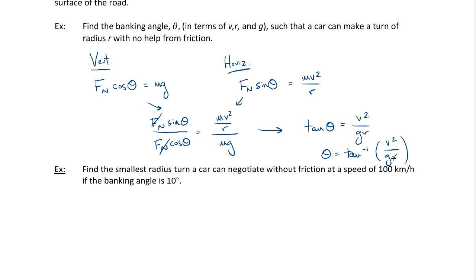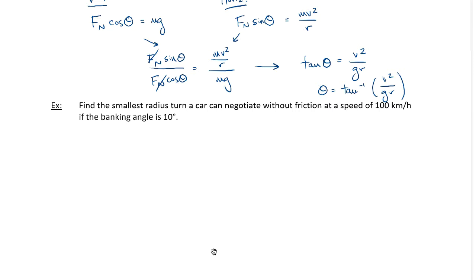Now we could plug numbers in. For example, find the smallest radius turn a car could negotiate without friction at a speed of 100 kilometers an hour if the banking angle is 10 degrees. So I'm being given the angle here, and I'm being asked to solve for r. So rearranging the above equation a couple steps back, I get r is equal to v squared over g tan theta. And then I just plug my numbers in. I'm going to cheat a little bit and make this 10.0 degrees, so I have 3 significant figures for my answer.